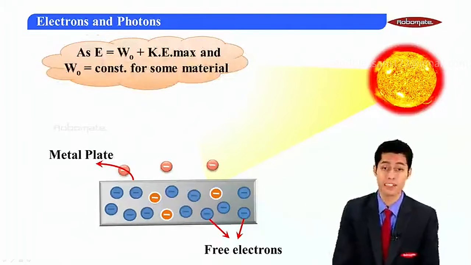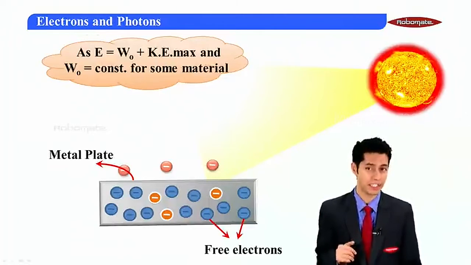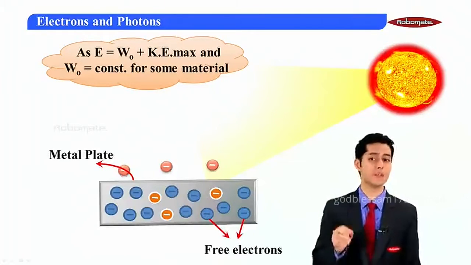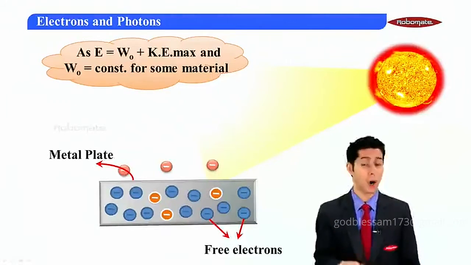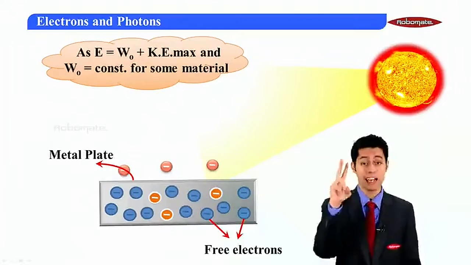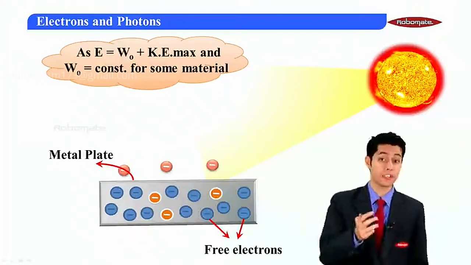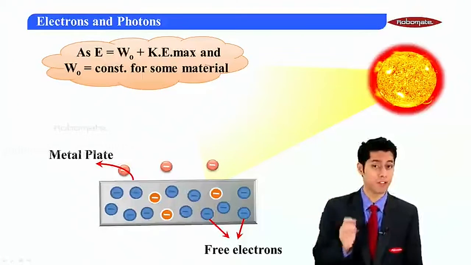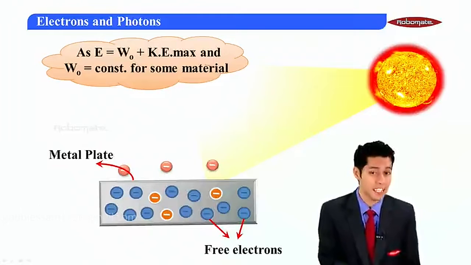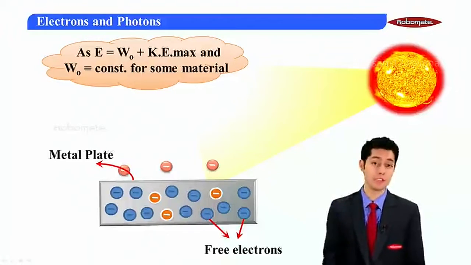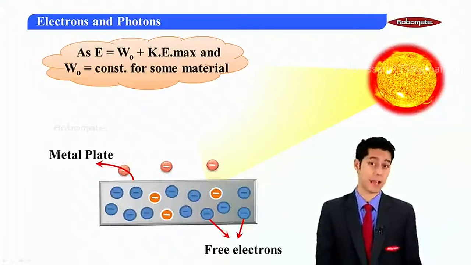We know that if the energy of the photon increases, then the kinetic energy also increases. Now you will ask me, sir, why should the kinetic energy increase? You can see E is equal to W naught plus Ke max. All the energy of the photon is utilized in two things. First, to make the electron come out of the surface, that is in terms of work function. And second, if energy is still remaining, that energy will be used in the form of maximum kinetic energy.